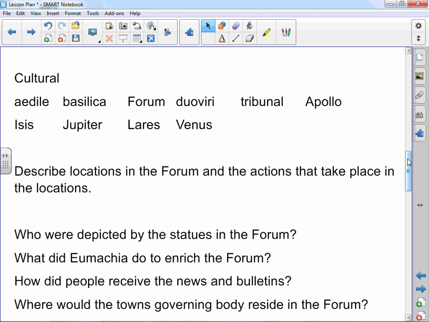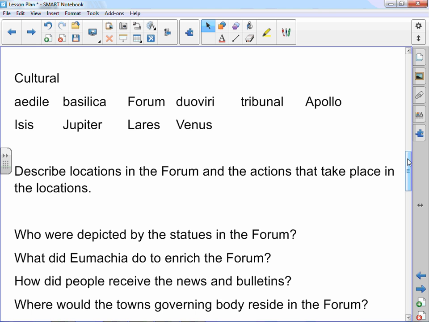Again, I'm not going to go over those. You can hit pause, look them up in your book. You're going to have to be able to describe the locations in the forum and the actions that take place in those locations. We'll get to that here in a second. I'm going to go back up here really quickly.